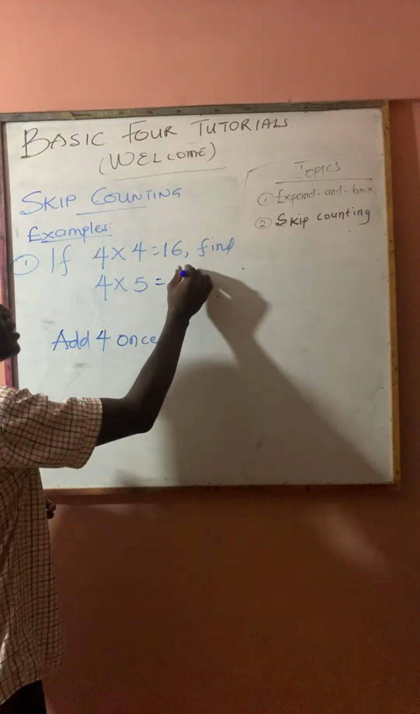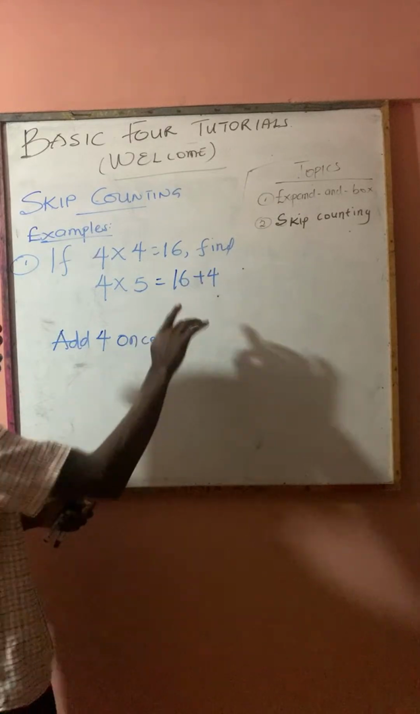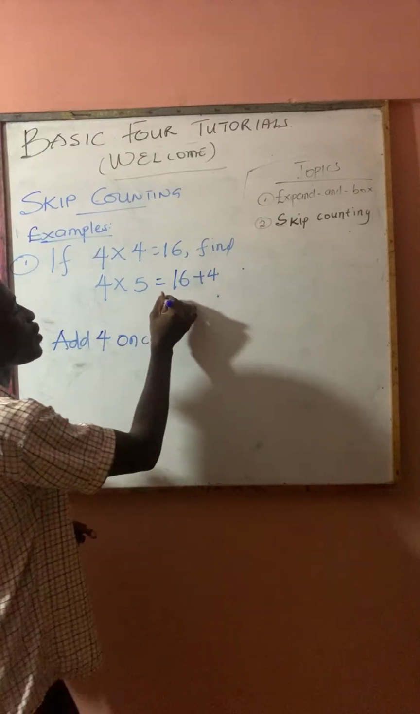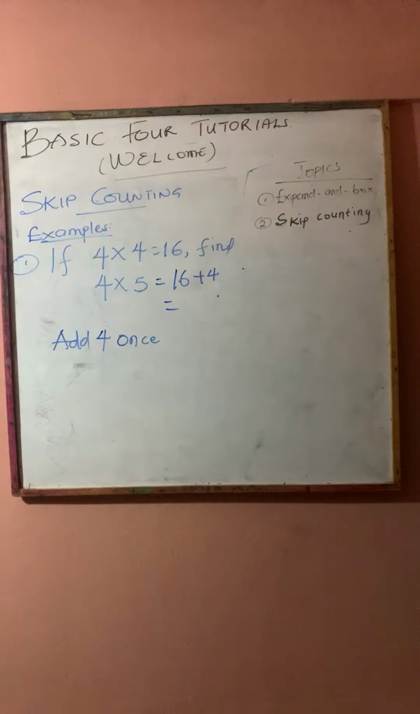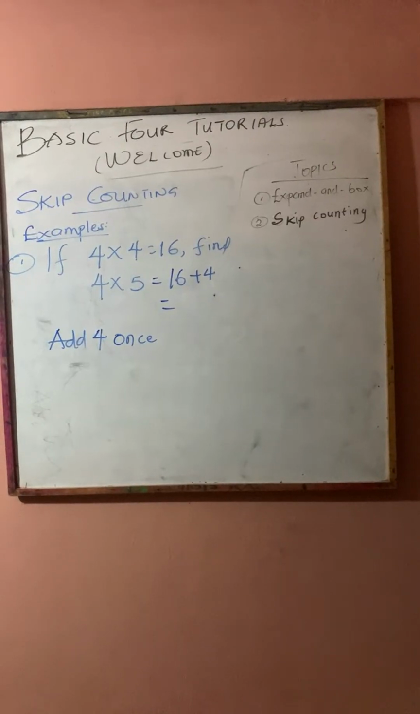To get 16 plus 4. Because it says you add 4 once, you just add the 4 once. To get 16 plus 4. What is the value for 16 plus 4?